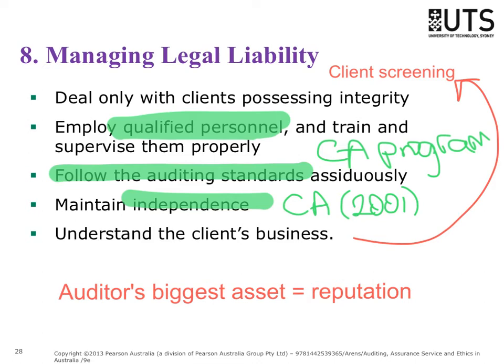And the power of that reputation means that firms, the big four firms, charge increased fees simply because they have their reputation. So because they can charge that fee premium, because they're reputable, it becomes one of their biggest assets. And screening clients is something they do very, very carefully.